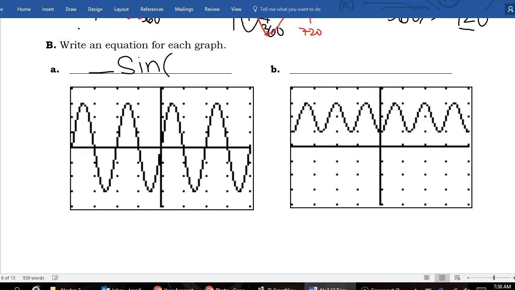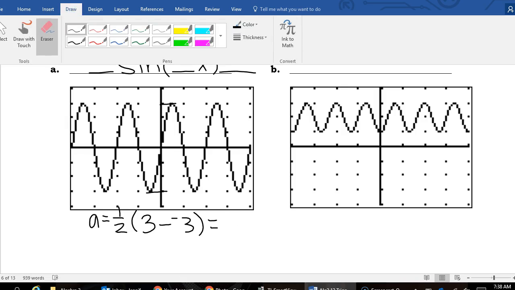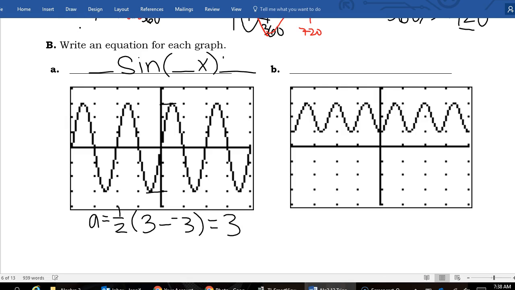I'm leaving space for my amplitude, I'm leaving space for my period, and I need space for my vertical shift at the end. So amplitude, we talked about last lesson, is half of max minus min. Max is 3, min is -3. 3 minus -3 is, I almost wrote 3, 3 minus -3 is 6. Half of 6 is 3.